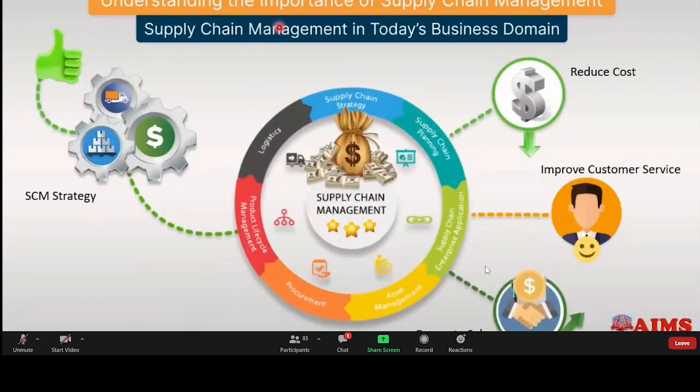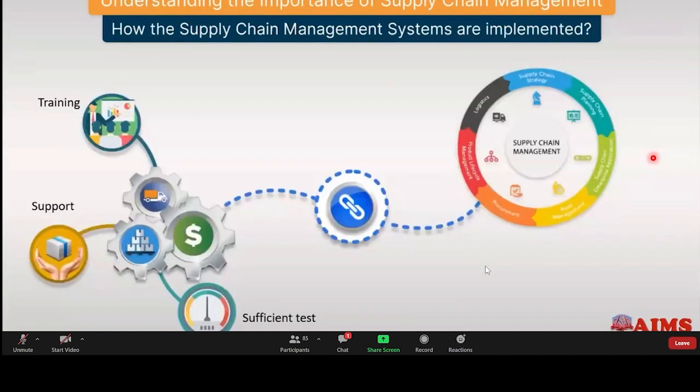So, in terms of the strategic supply chain management system, it should be the supply chain management system is strategized para makapag-produce tayo or makapag-process tayo, which can we reduce our cost, improve customer service, and generate sales. Yan naman yung target ng supply chain management system. Isa pa, how the supply chain management system are implemented. So, syempre, we need to undergo training para mas malaman natin kung ano ba yung mangyayari sa supply chain process natin.